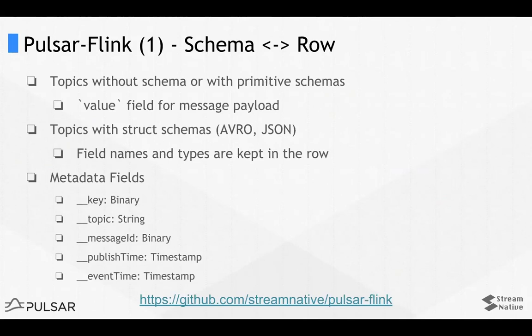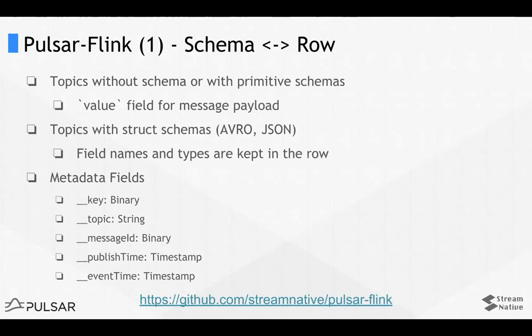When we integrate Pulsar with Flink, the most natural way is mapping a Pulsar message into a Flink row. In that way, you need to map the schema information into row fields. For topics without schema or with primitive schema, where you store the message data as integer, string, or any other primitive type, we just put the payload into a field called value in the Flink row.